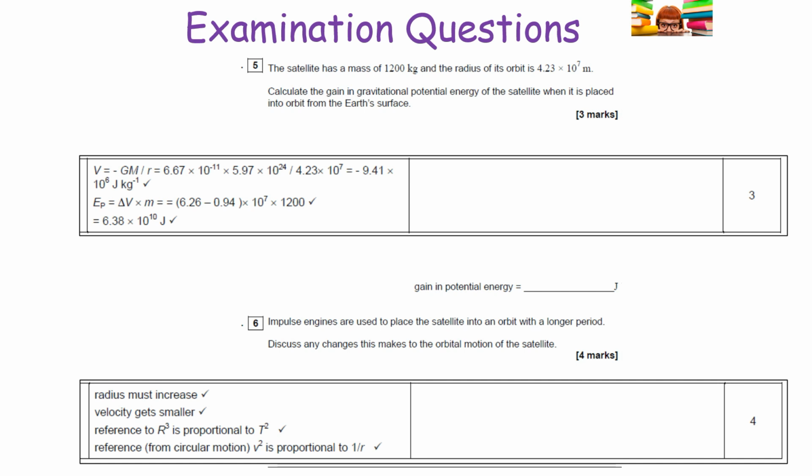So therefore you could also say it, because we know from circular motion that for a constant value of F, that v squared is directly proportional to 1 over r. So that's another reason why the velocity is getting smaller.